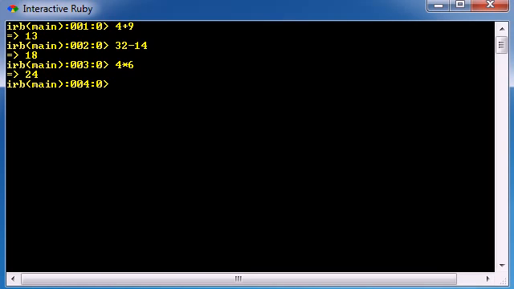Now division is a little bit different. Anytime you want to divide, such as 9 divided by 3, you need to use the front slash. Go ahead and hit enter and you have 3.